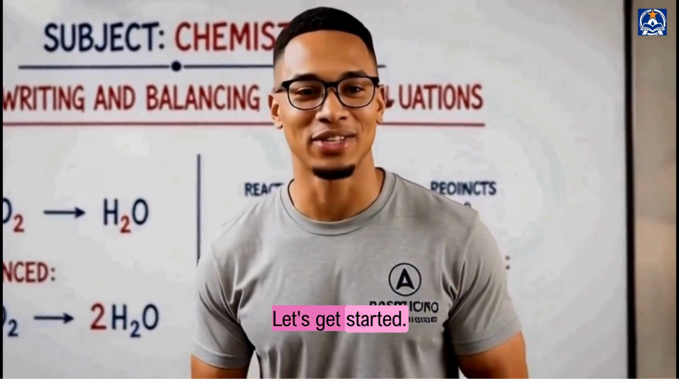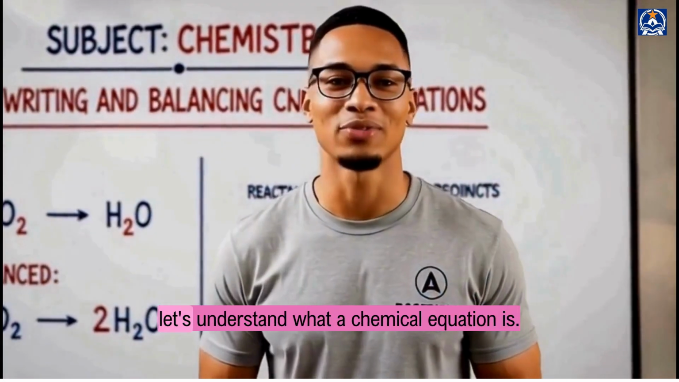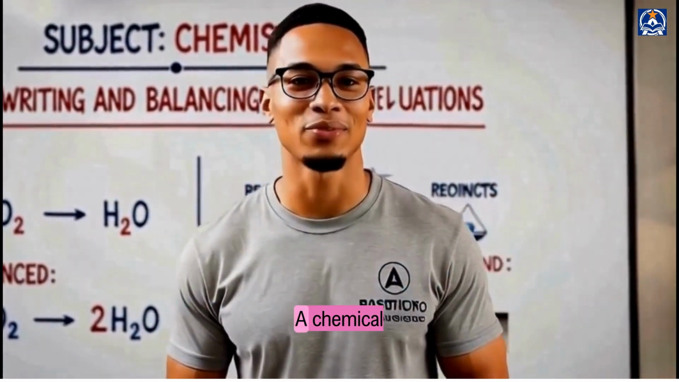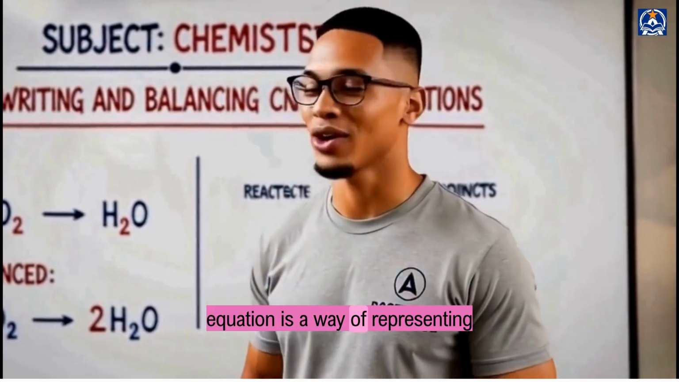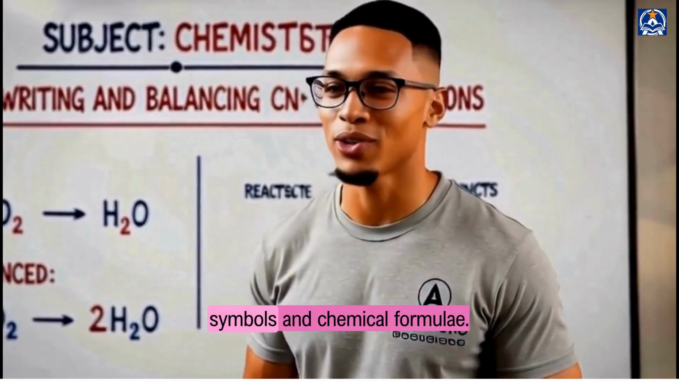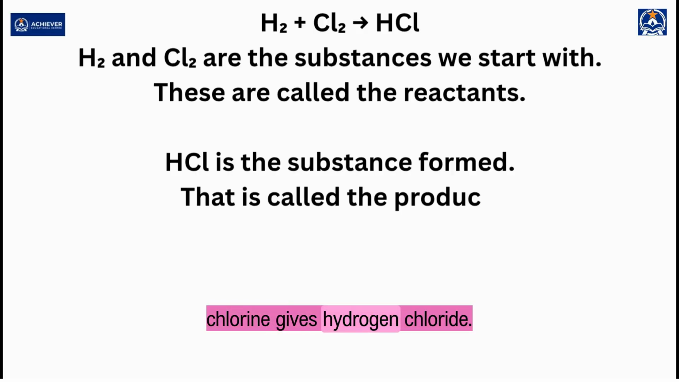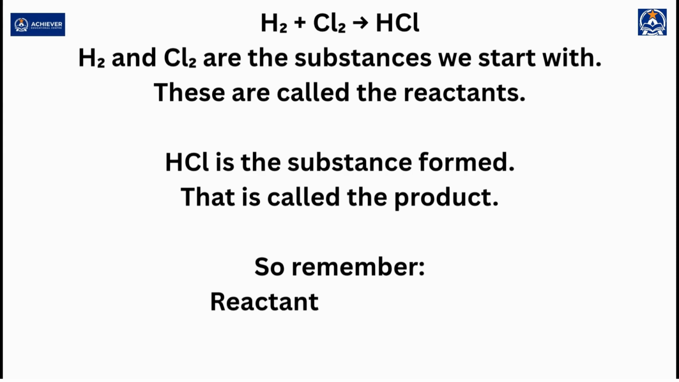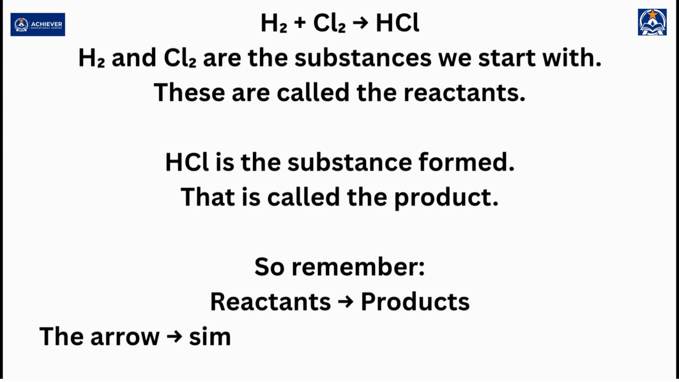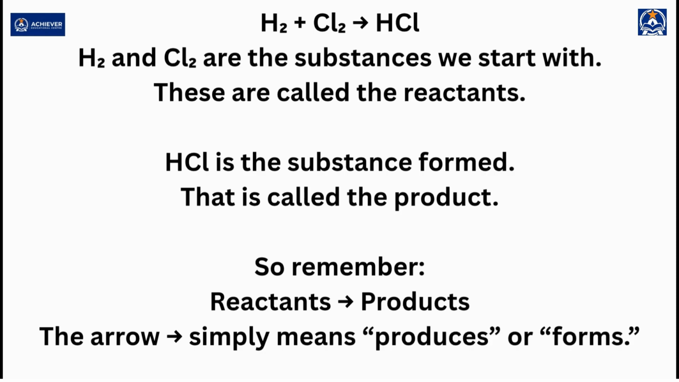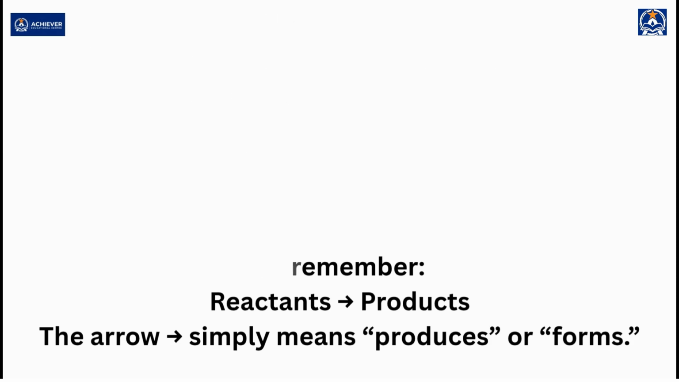Let's get started. Before we balance anything, let's understand what a chemical equation means. A chemical equation is a way of representing a chemical reaction using chemical symbols and chemical formulae. For example, hydrogen plus chlorine gives hydrogen chloride. Hydrogen and chlorine are the substances we start with, so they are called the reactants. Hydrogen chloride is the substance formed. That is called the product. So remember, reactants produce products. The arrow simply means produces or forms.